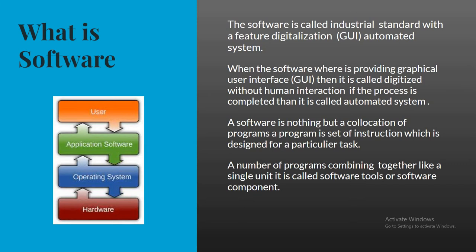In this diagram, we have the user, application software, operating system and hardware. Coming from hardware, inside the hardware we have to install our OS. OS is nothing but our system software, and on top of it we install application software and interact with it. You can understand it like this.